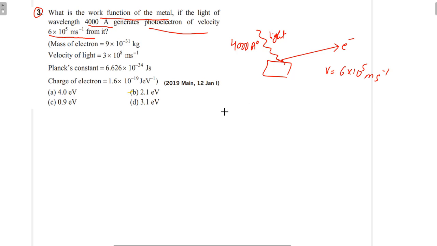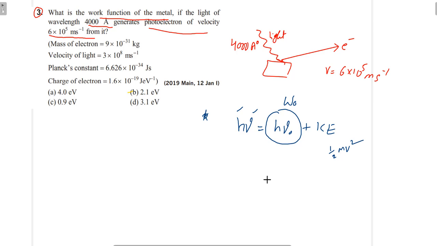The work function. In the photoelectric effect, h nu equals h nu naught plus K. This is the formula. Here h nu naught is nothing but the work function W naught. This is what we have to calculate. Here h nu, h is the Planck constant, nu is the light frequency, and K is nothing but half mv square. Just substitute all those values here. Planck constant is given here as 6.626 into 10 power minus 34 into nu.